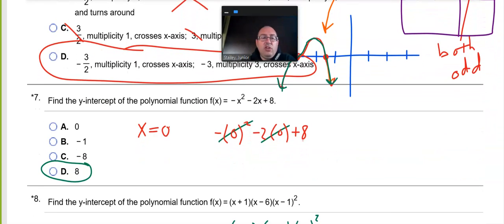Question 7 is asking you for a y-intercept. This is much easier than the previous questions. Every y-intercept in the universe has an x value of 0, so we simply plug in 0 for x. Well, that's going to knock out the first 2 terms, and it's going to leave me the last term, which is positive 8.